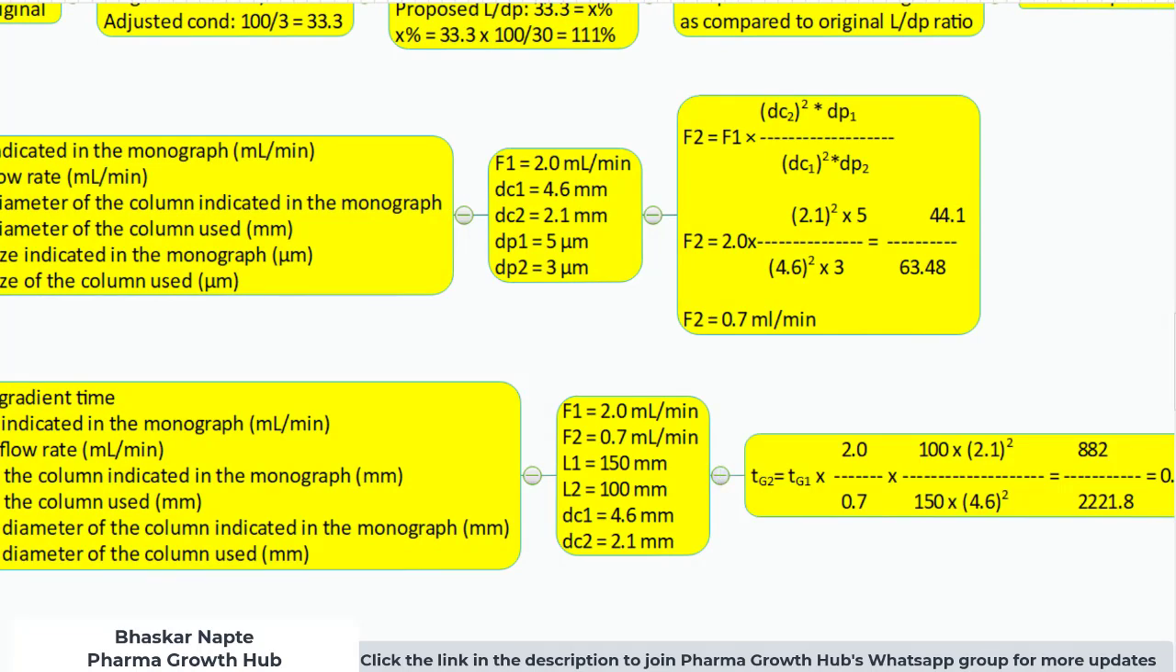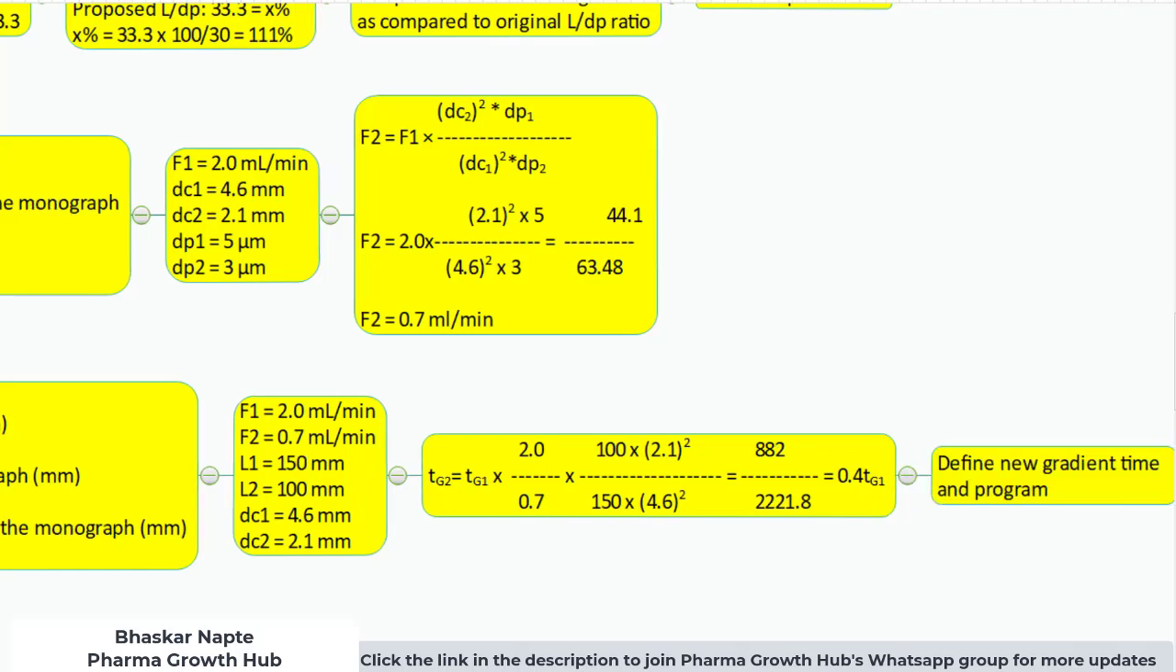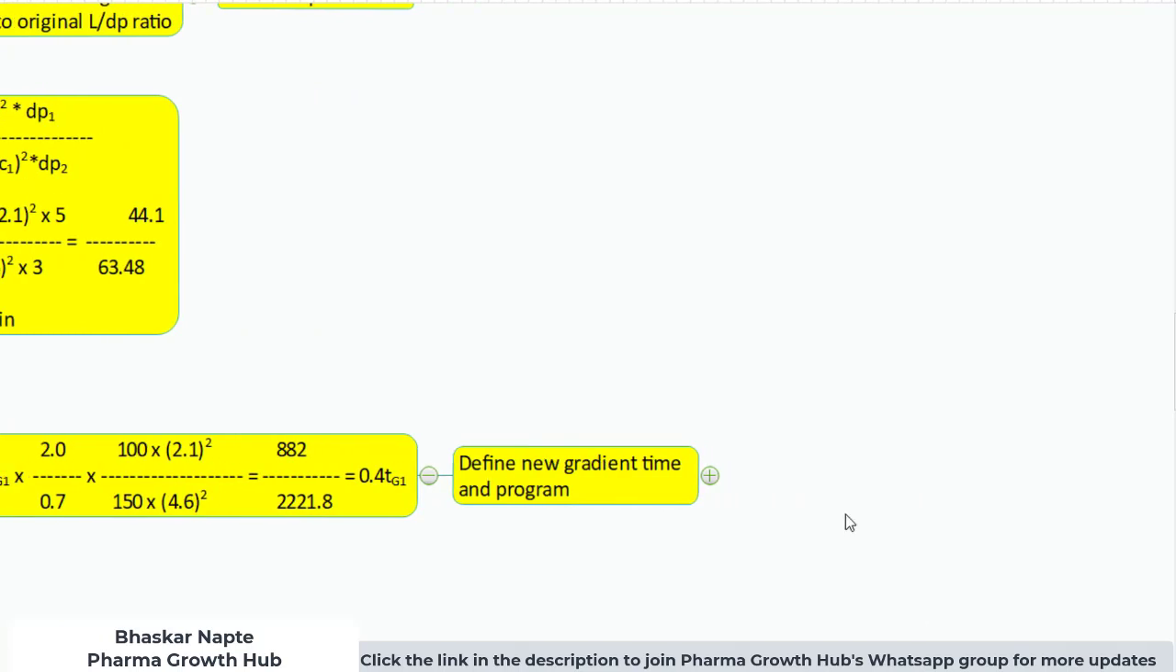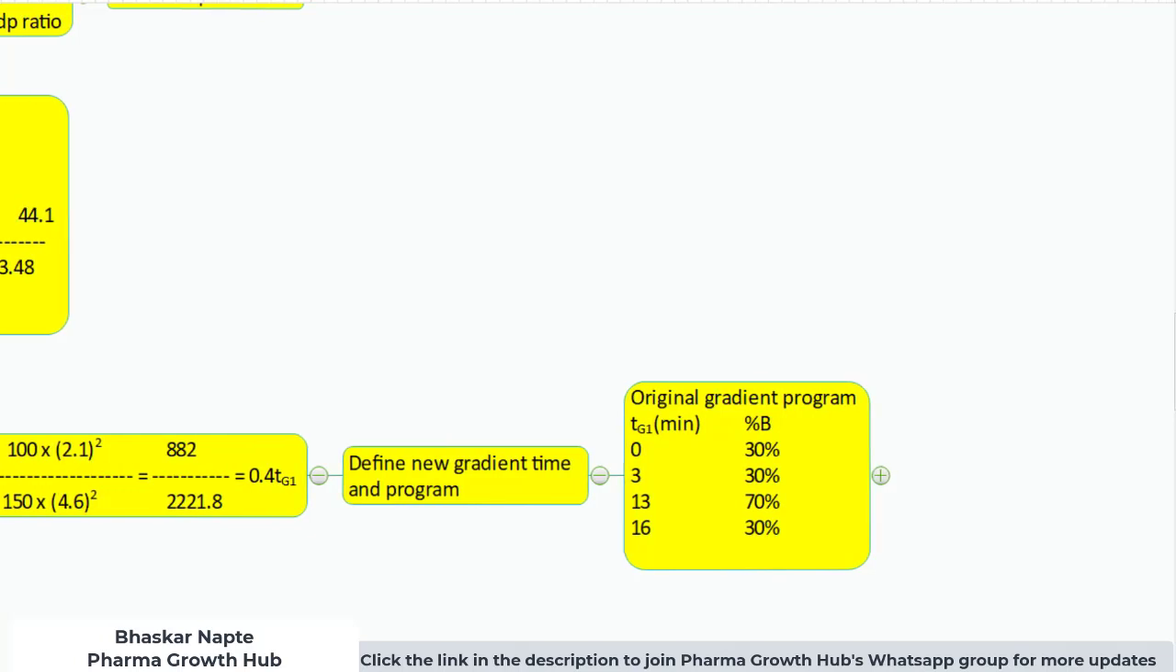Now substitute the values in the calculation formula, and what we found at the end is that TG2, the proposed new gradient time, is equivalent to 0.4 TG1. Let us understand this now with the help of an example. So define the new gradient program and gradient time. And here is the gradient program.